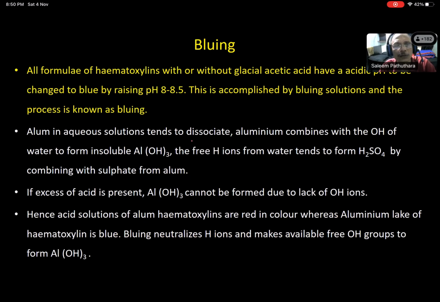So coming to the bluing, after hematoxylin staining, all formulas of hematoxylin contain glacial acetic acid, so it has an acidic pH. This acidic pH has to be changed to blue by raising the pH to alkaline, that is above 8. This is accomplished by a bluing solution. If the pH is acidic, what happens? The nucleus will take a pinkish purple, so a pinkish color. So we have to change the color of the nucleus or nuclear chromatin. We are expecting a purple color for the nuclear chromatin, so we have to increase the pH of the medium by using bluing agents. There are various types of bluing agents we can use. We'll come to that later.